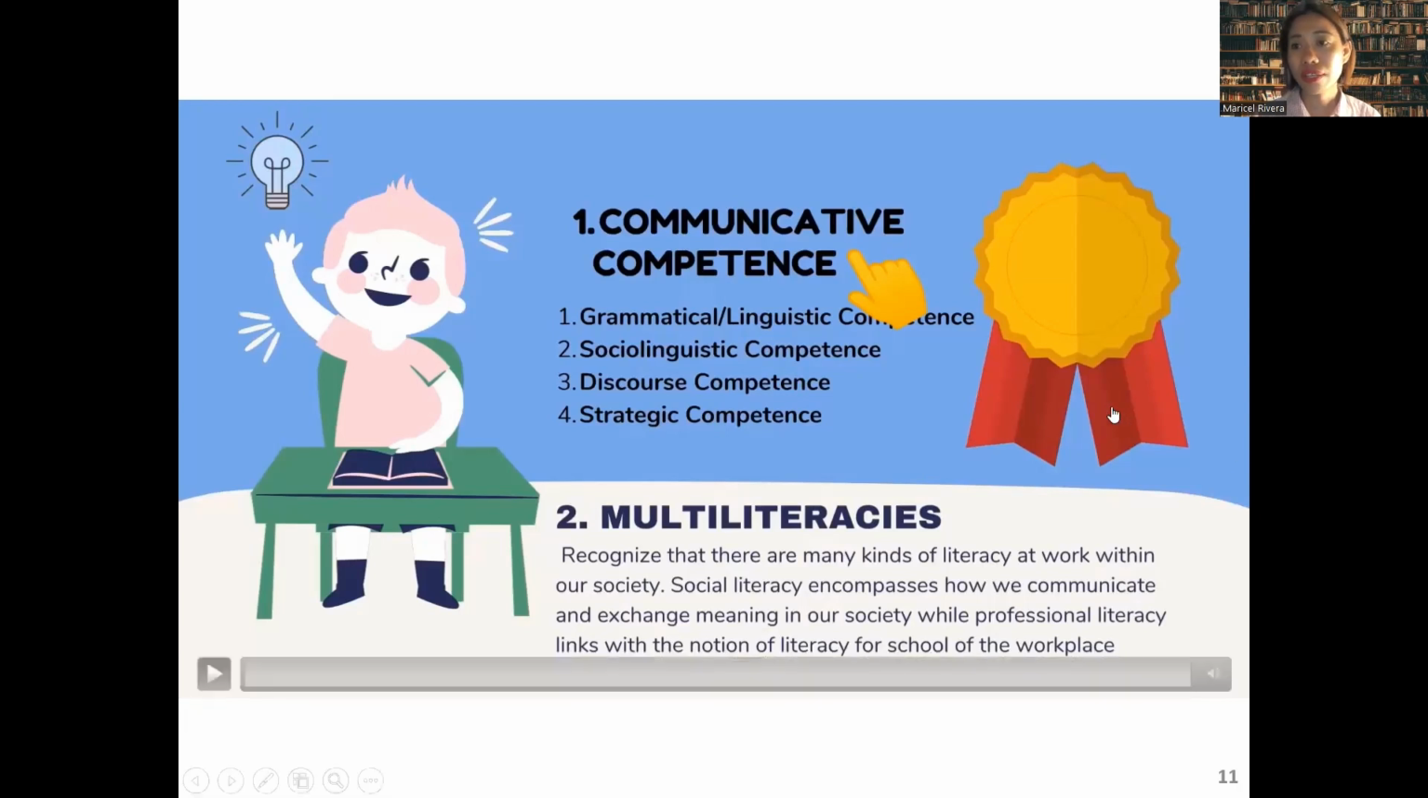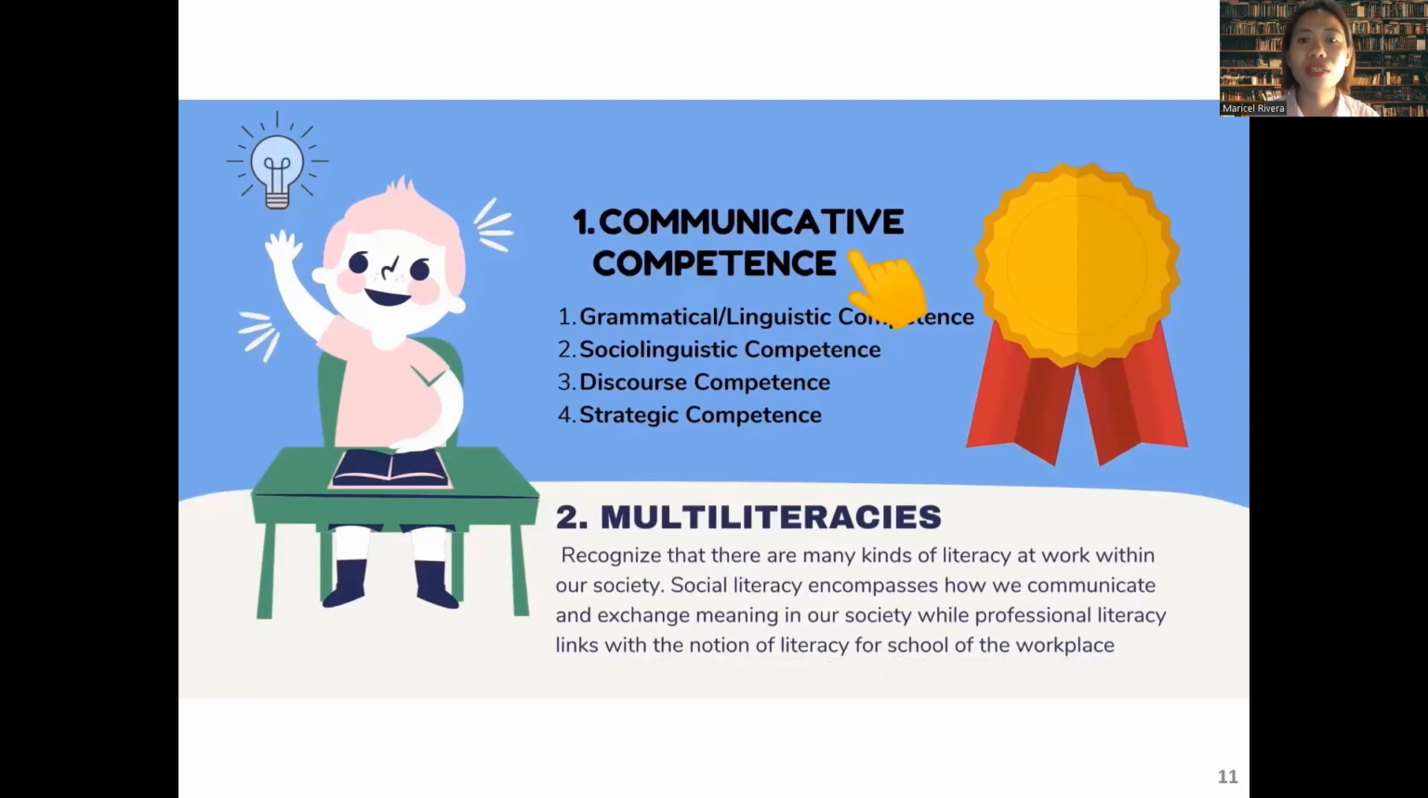So of course, it is essential para sa communicative competence to be grammatically and linguistically competent, because this is our knowledge about the grammar, the vocabulary, of course, language conventions, mga rules, punctuation, spelling, sentence structure, or the syntax. So that is under the grammatical and linguistic competence.